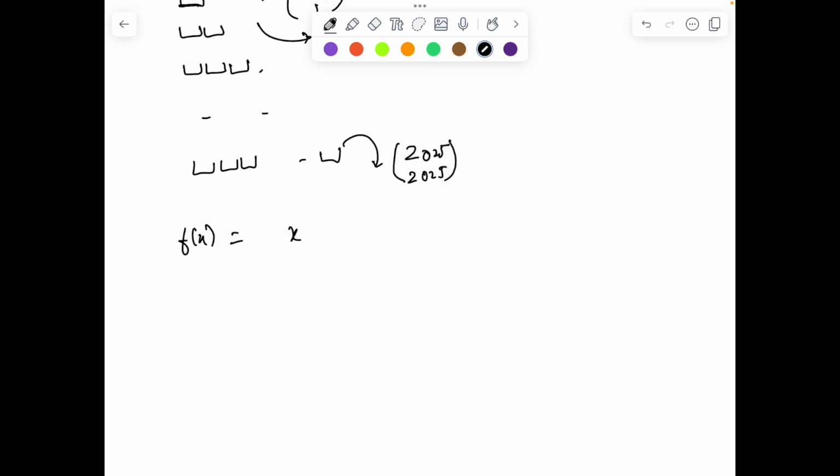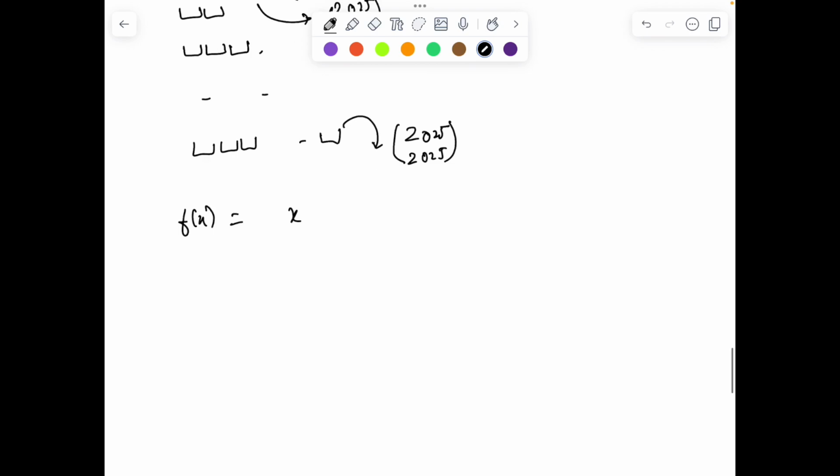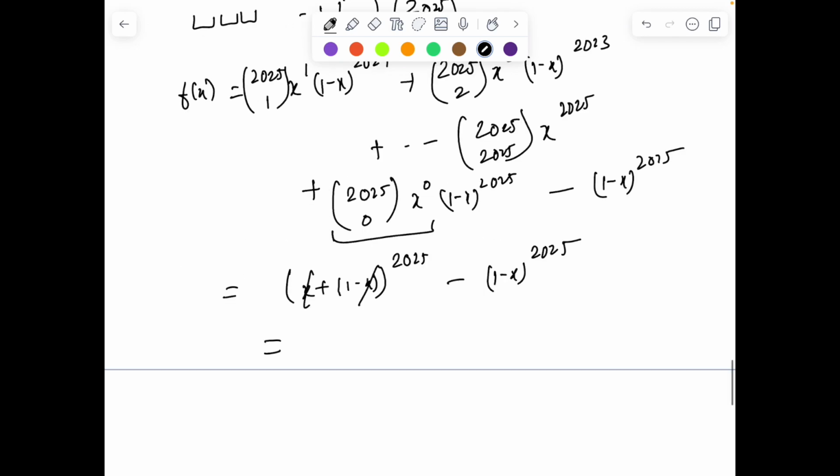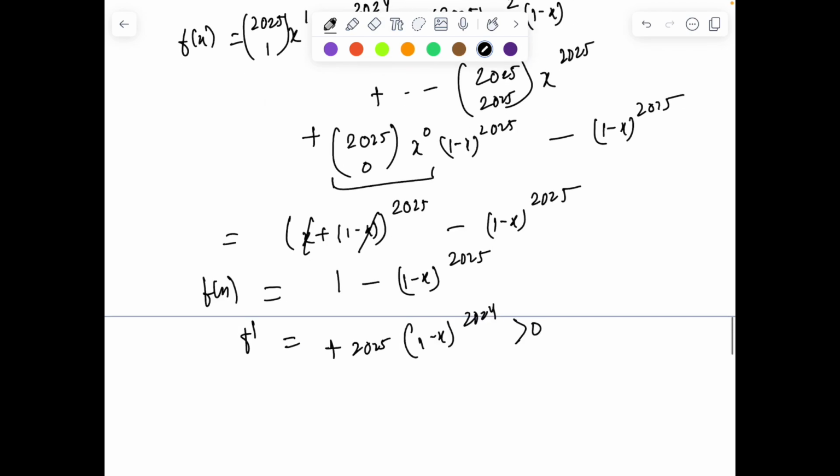is x to the power of size 1, 1 minus x to the power 2024, and this will come 2025 choose 1 times. Similarly, we'll have 2025 choose 2, 1 minus x, and that simply goes to 1 minus x whole to the power 2025. And again, in exactly the similar fashion, I can find f dash, which is minus 2025 times 1 minus x to the power 2024, and minus minus plus, which is strictly positive.